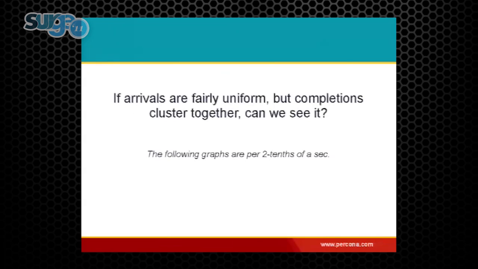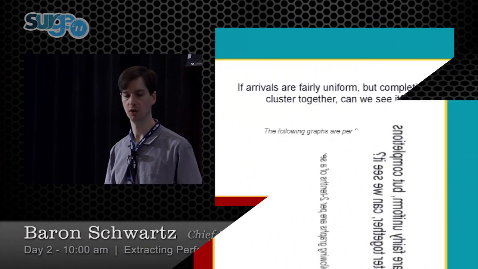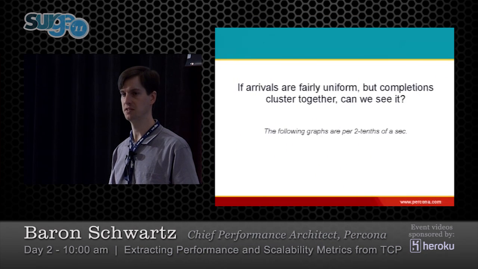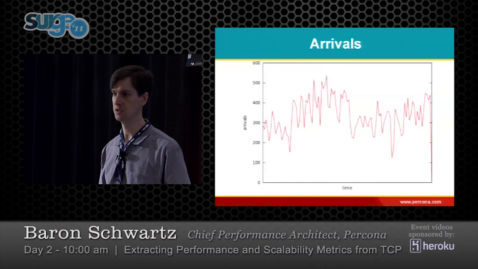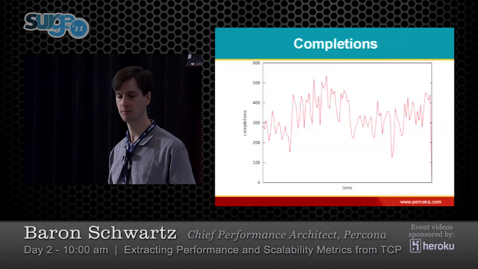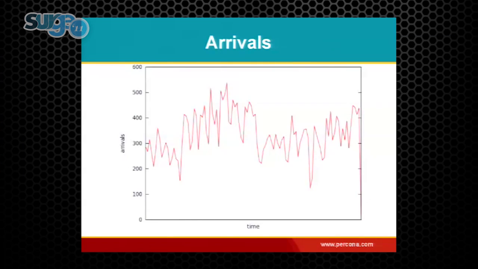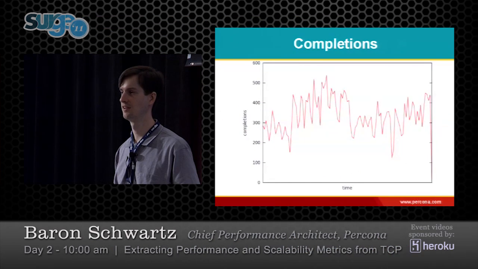So is there really a problem? The arrivals looked pretty uniform. The completions looked like there was a suspicious spike. Is there a problem in this system that we care about? The following graph that I'm about to show you is at 0.2 of a second, not 5 milliseconds. I changed the granularity to make things a little bit more obvious. So here's arrivals again, and here's completions again. I'll flip back: arrivals, completions. Can you see any difference?